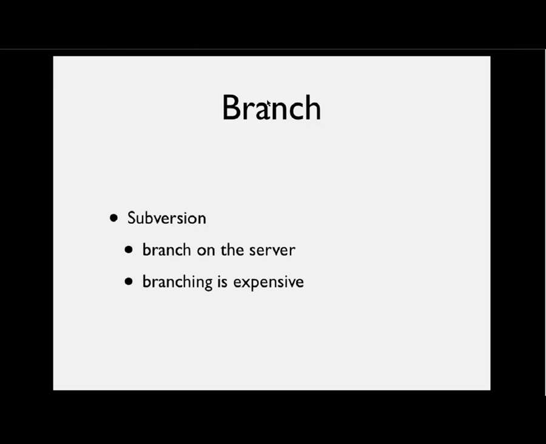Now, one of the most interesting features of Git is the branching system. Obviously, Subversion had a branching system as well, but the problem is when you create a branch, you create a branch on the server. That creates a bit of overhead in the communication, making it more expensive, because every time I need to work with that branch, I need to communicate with the server, which can be annoying.